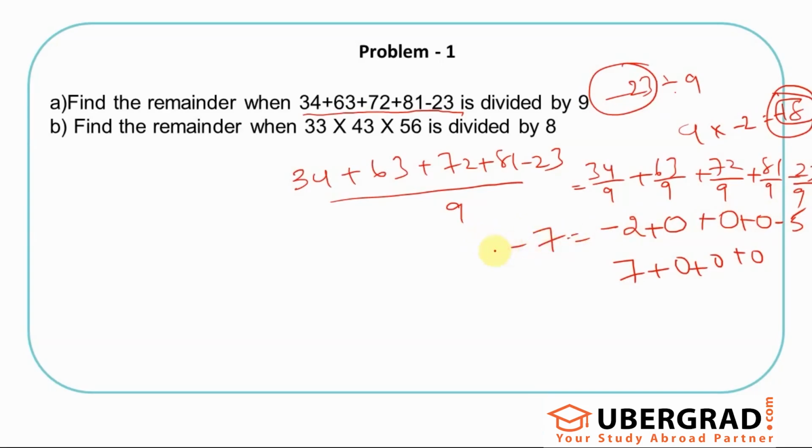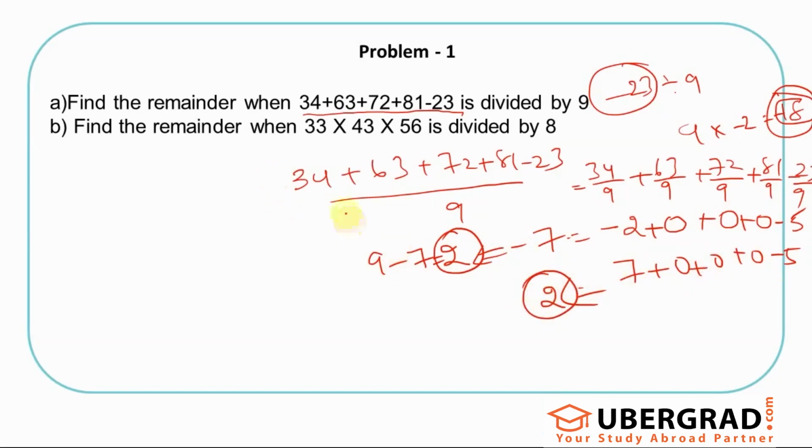As I said, I can't have the remainder as minus 7. So what will I do? 9 minus 7 is equal to 2, which is the remainder. Otherwise, let me do this: 7 plus 0 plus 0 plus 0, I'll again get minus 5. Same thing, right? Which is fundamentally 7 minus 5, which is also 2, the remainder.